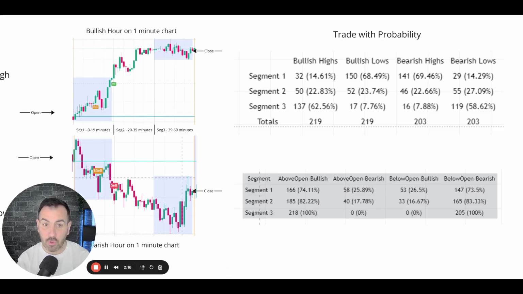What MaxAlgoStats does for us is tells us with high probability where the high and the low of the hour are likely to be. So for a bullish candle, the bullish low has got a 68.49% chance of being in the first segment. So here. So in the first 20 minutes, you've got a nearly 70% chance of the low being in that section. And you've got a 63% chance here of the high being in the final segment. Now in a bearish candle, you've got a bearish high probability of it being nearly 70% being in the first 20 minutes and a nearly 60% chance of the low being in the final 20 minutes of the hour.